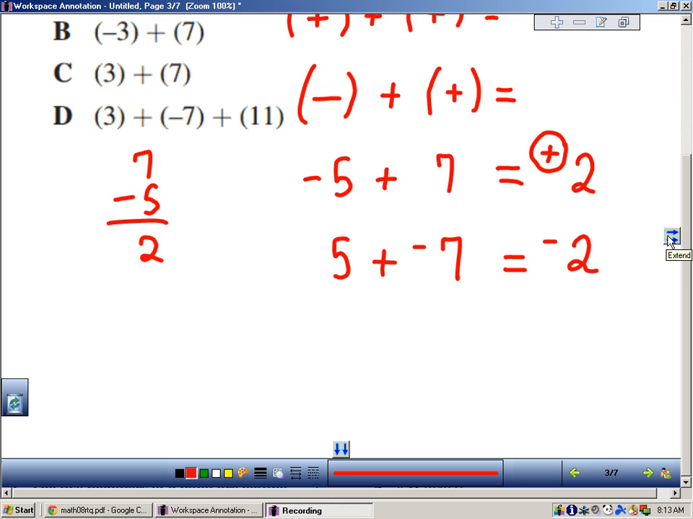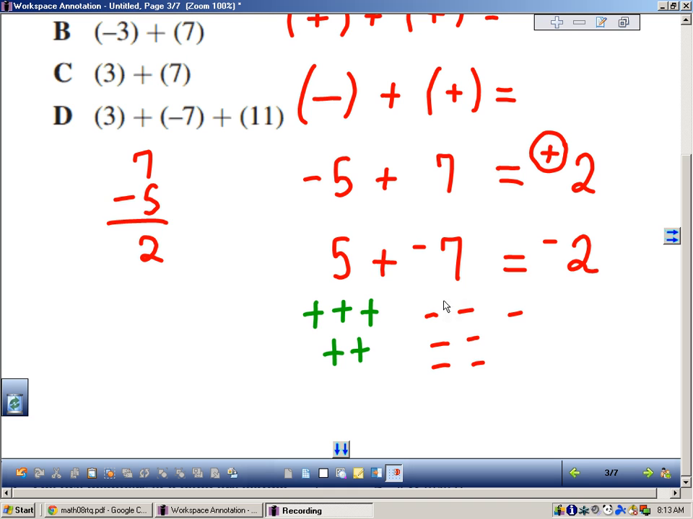There's also a technique called using integer tiles, which is a very excellent technique. And the way that technique works is, if you look at 5, it's a positive number, so you write 5 positive signs that represent positive 5. And then 7, that would be 7 negative signs. Okay? And what you do is you pair up, you're combining, you add them together. You pair up your negative signs with your positive signs.